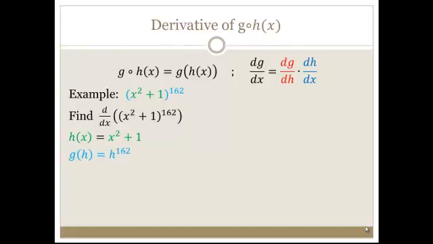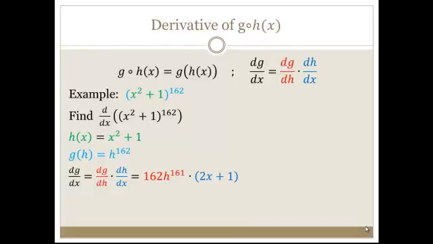Now that we have our composition, we can compute our derivative of g with respect to x. Using the chain rule, this is the derivative of g with respect to h times the derivative of h with respect to x. So to carry on, we need to compute these derivatives. Using our power rule, we have that the derivative of g with respect to h is 162h to the 161. And the derivative of h with respect to x is 2x plus 1.